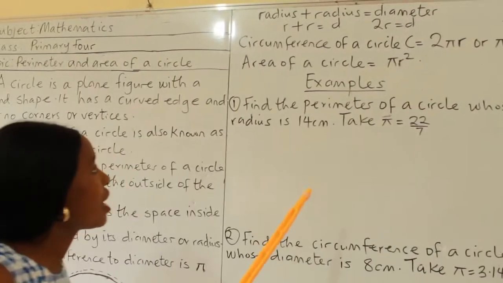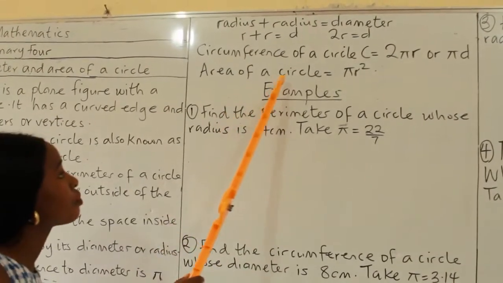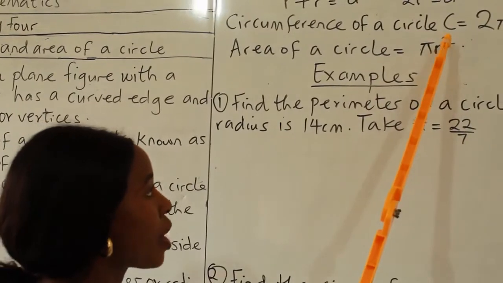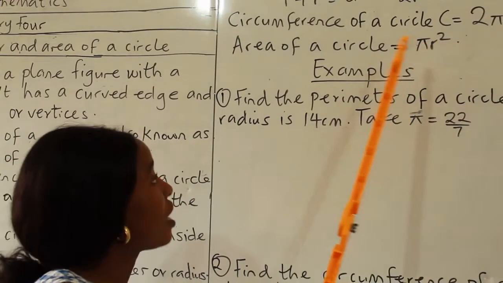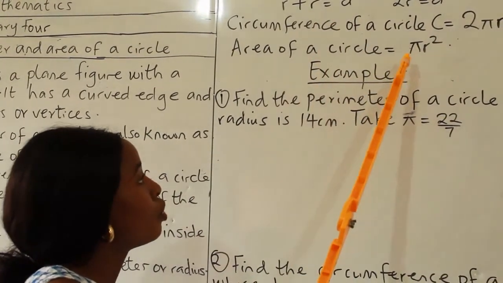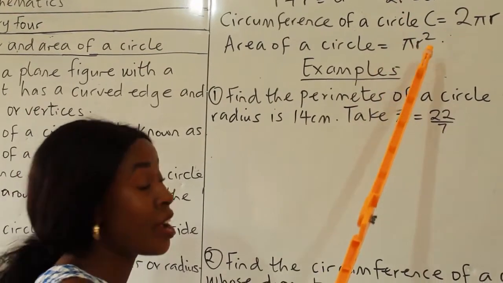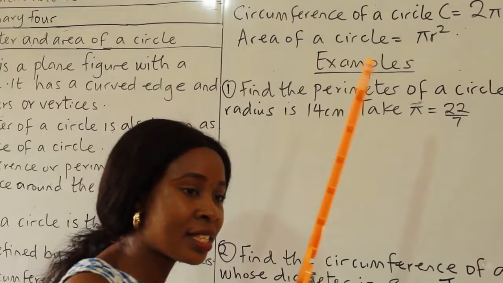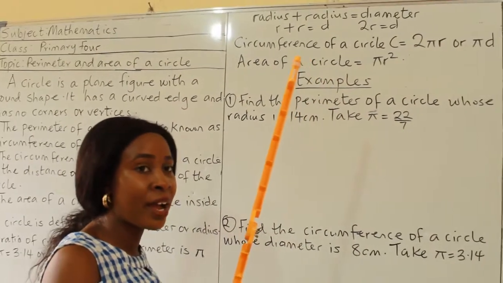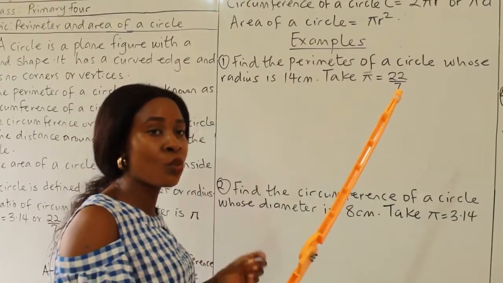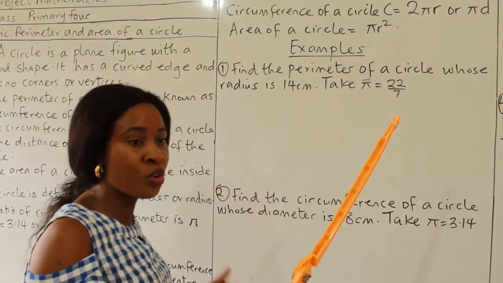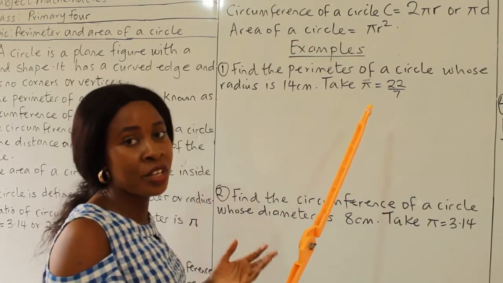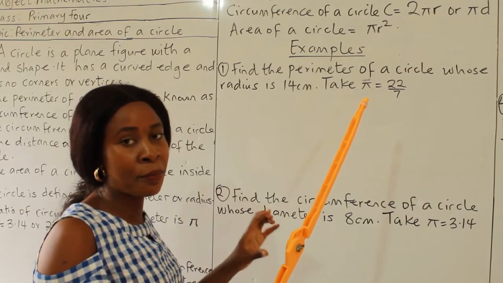To find the area of a circle, the formula is pi r squared. Remember that pi is a constant and is represented by 3.14 or 22/7. Sometimes when a question is given, you are given the pi to use.